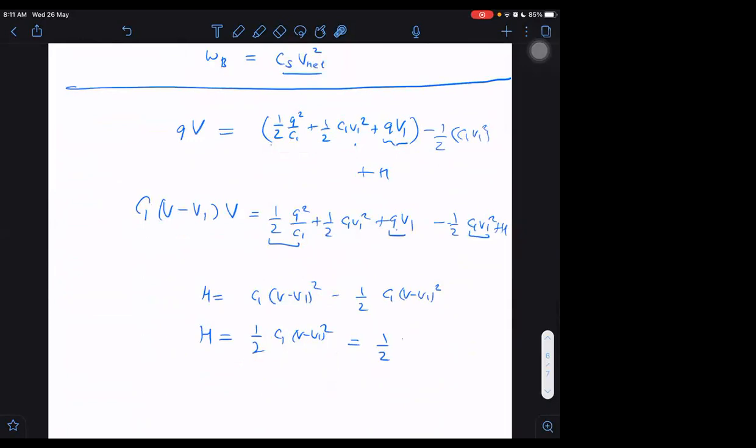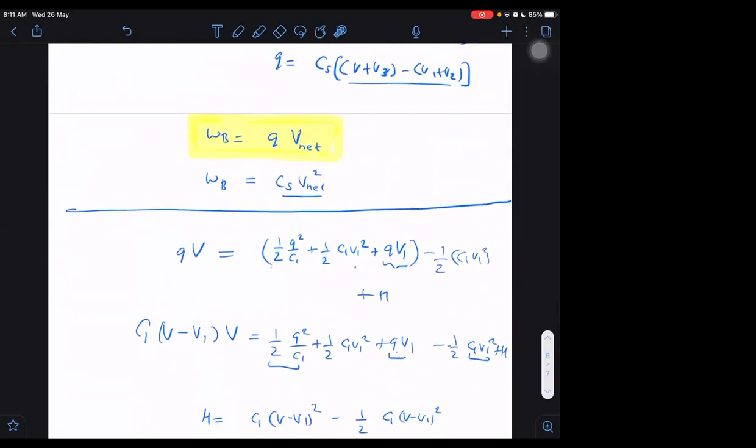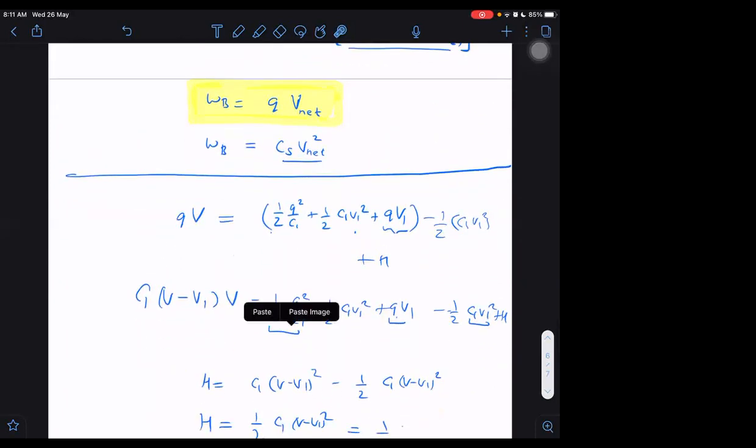What is work done by the battery? Work done by the battery is equal to C1 into V minus V1 into V. That is work done by the battery. So work done by the battery is different. That is not equal to CS into V net square. This will be wrong here.